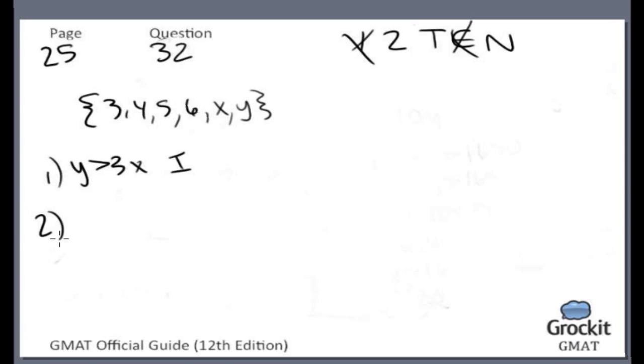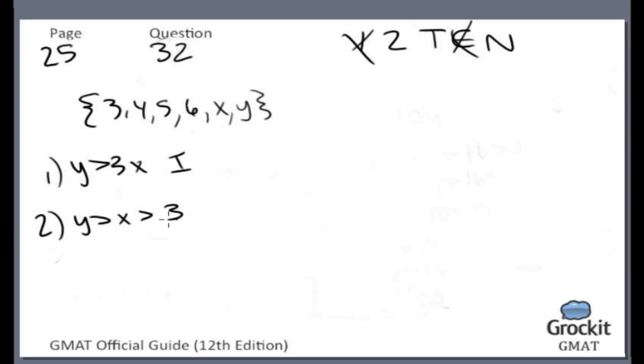Statement 2 tells us that x is between y and 3. So y is greater than x, and x is greater than 3. Again, this does limit the value of x a little bit better, but it still doesn't limit the value of y. And again, if we pick a value like 1, in this case, we would need to pick a value like 4 for x. So if x is 4, y could be anything from 5 to 5 million.